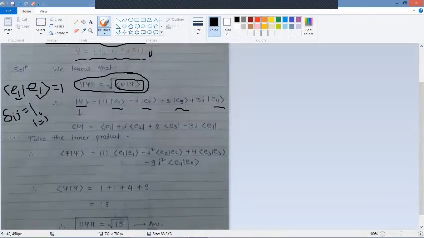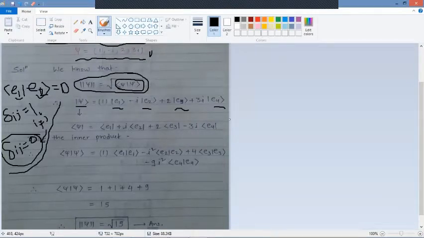And the Kronecker delta is 0 when i is not equal to j. So if the values of i and j are different, then this inner product goes to 0. This is the basic concept we have already understood.